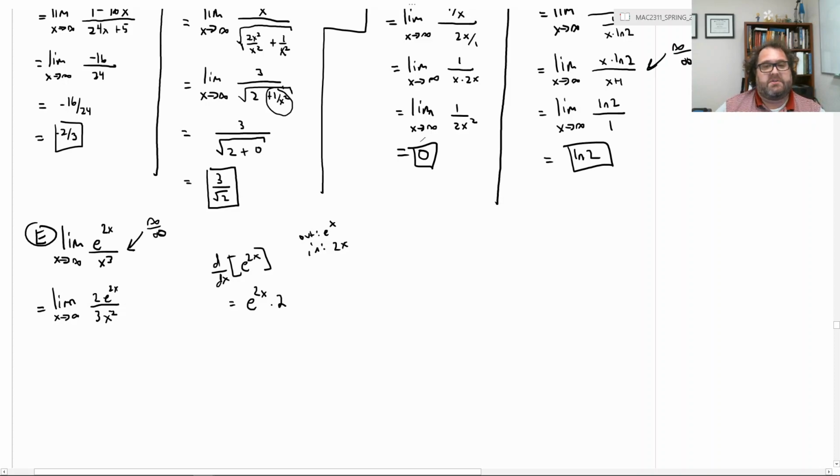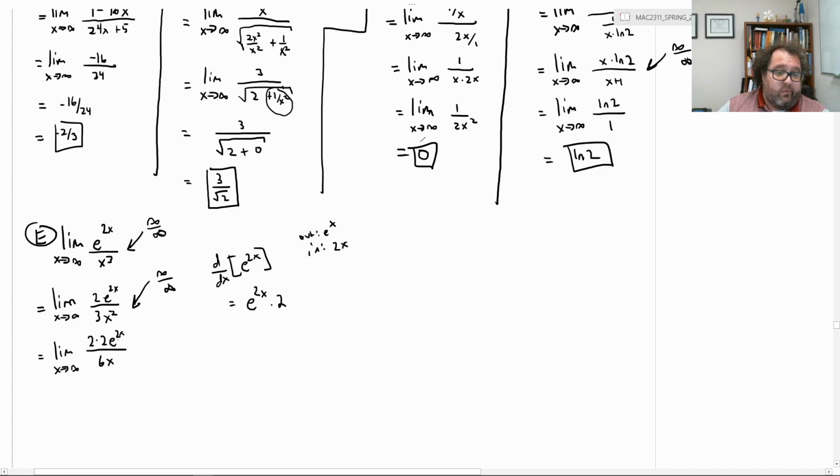Okay, well, still not super clear what's going on, but notice we're still in indeterminate form. The top and the bottom are both still going off to infinity. So let's see if we can apply L'Hopital's rule again. Limit as x goes to infinity. All right, notice on the numerator, we have 2 times our original numerator. In other words, we can apply the constant multiple rule and factor a 2 out of the derivative. And then we already know what the derivative of e to the 2x is. It's 2e to the 2x. Derivative of the denominator, 6x.